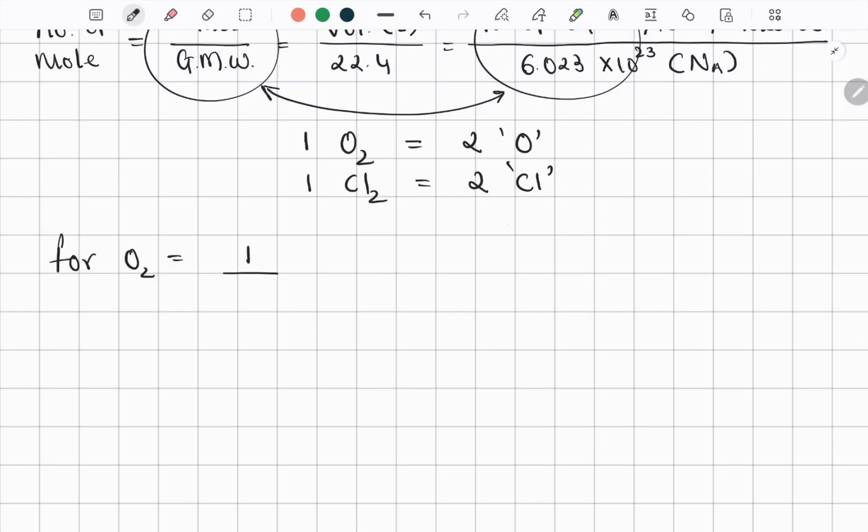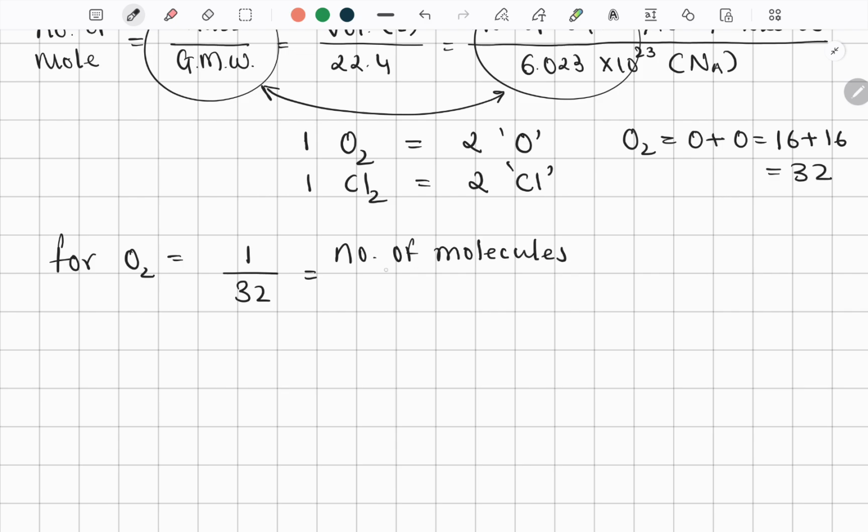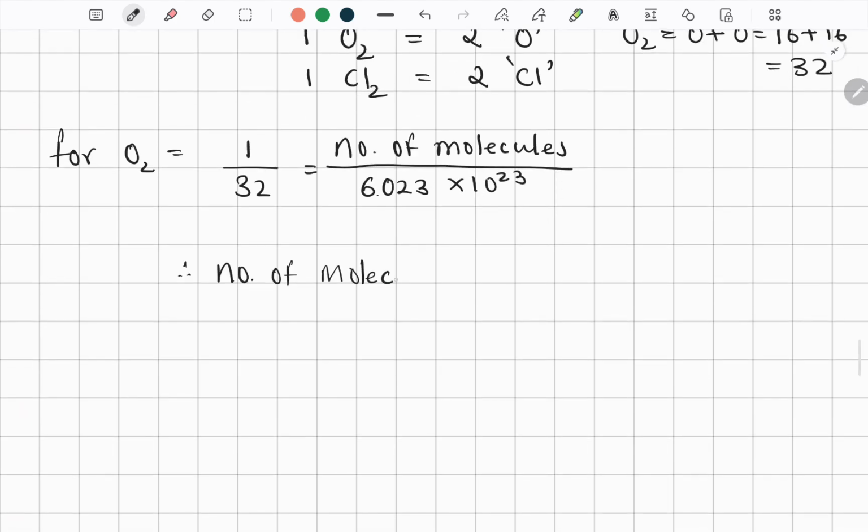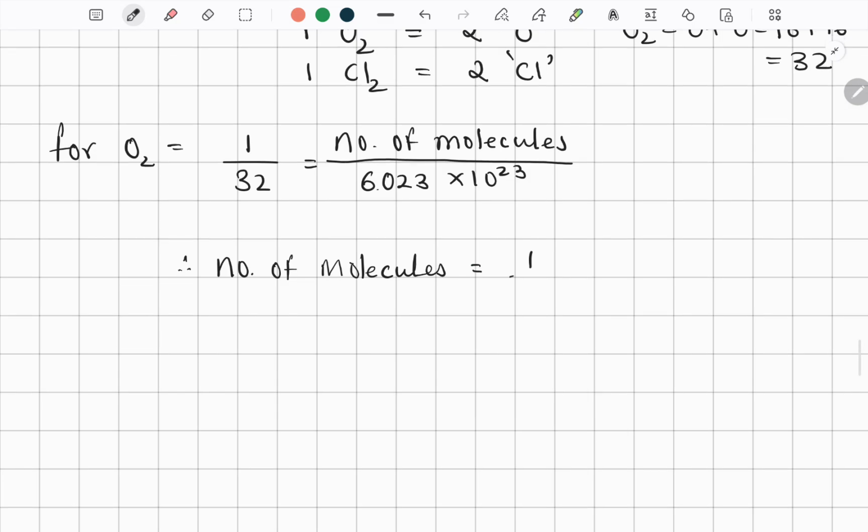What is the gram molecular weight of O2? First of all, how do we get O2? We get O2 as O plus O, which is 16 plus 16, equal to 32 gram per mole. So 32 over here. Number of molecules of O2 divided by Avogadro number, which is 6.023 into 10 raised to 23. Therefore the number of molecules is equal to 1 by 32 into 6.023 into 10 raised to 23 molecules.